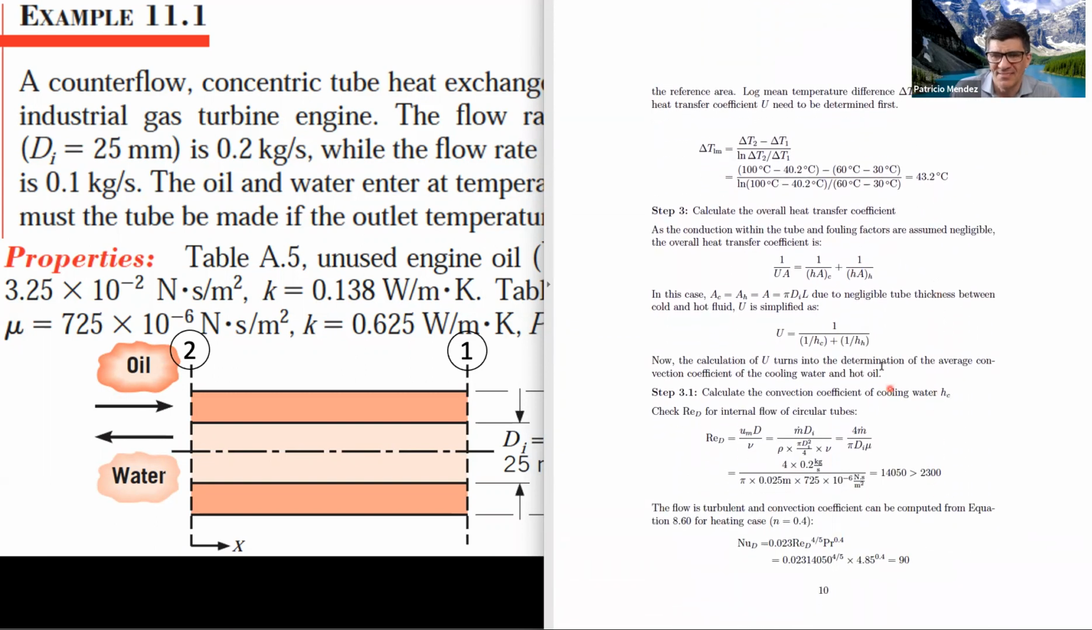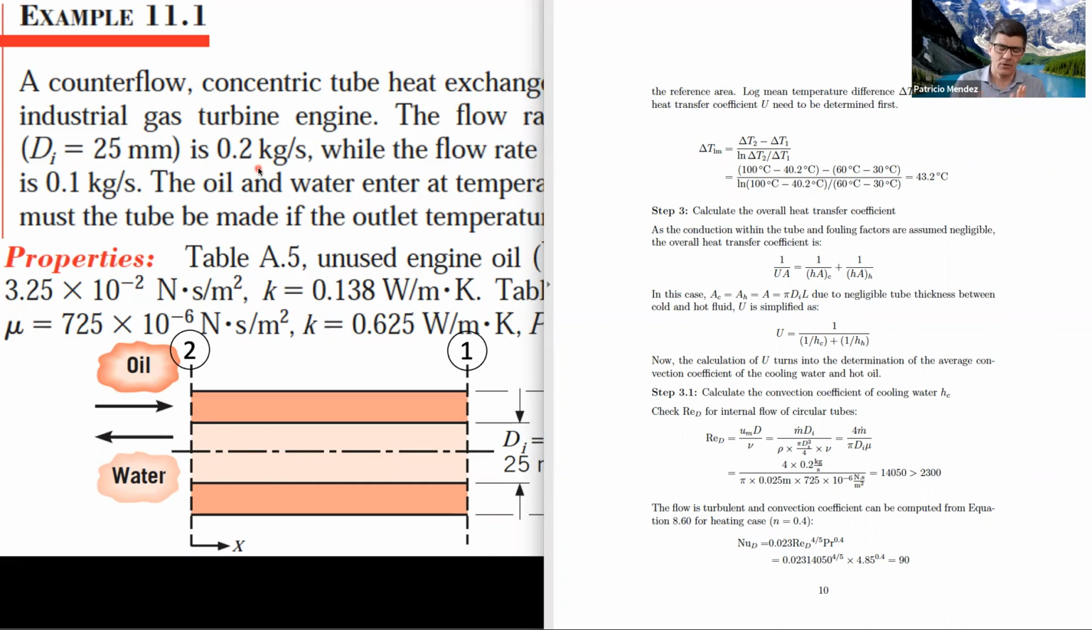Step 3, calculate the overall heat transfer coefficient. Look at this. They didn't tell us the thickness of the tube. Chances are I will. But in this case, they don't. If they don't give us the thickness of the tube, you know what you do? You assume what you like. Let's assume that the tube has essentially 0 thickness, as it has no resistance to conduction.